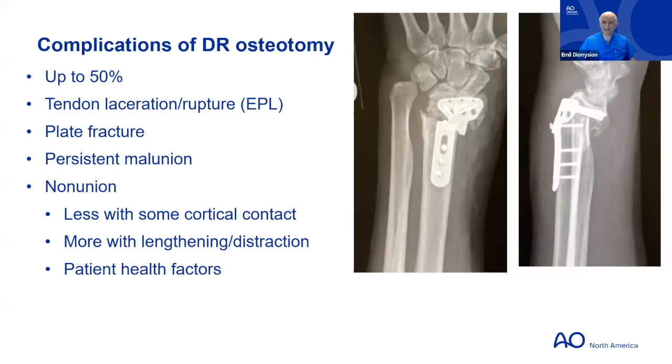And also, there's a patient health factor. Usually, these kinds of malunions and troubles happen in patients who already are sick. There are systemic problems, could be diabetes or neuropathy or severe osteoporosis. So those are factors to keep in mind.